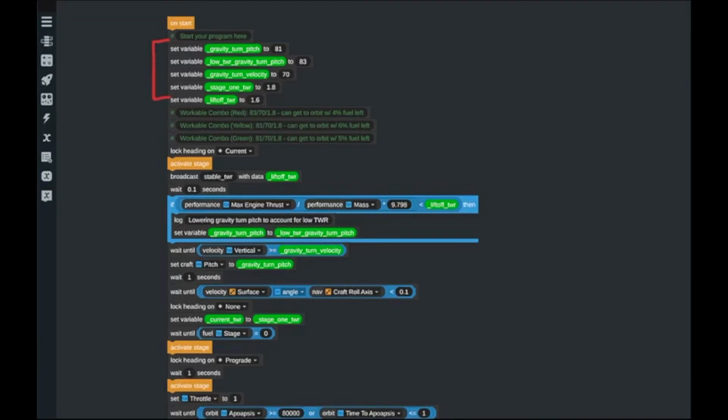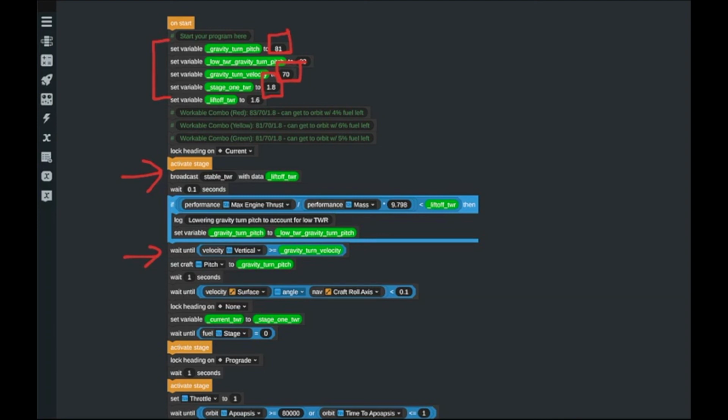Here at the top of the program, we set a number of variables that dictate what pitch angle to set when initiating our gravity turn, what surface velocity to initiate the gravity turn at, and what thrust-to-weight ratio to use for the first stage of the launch. As soon as we activate the first stage, we broadcast a message to initiate our event receiver that will adjust the throttle to maintain a stable thrust-to-weight ratio. We then wait until we reach our target velocity and initiate our gravity turn.